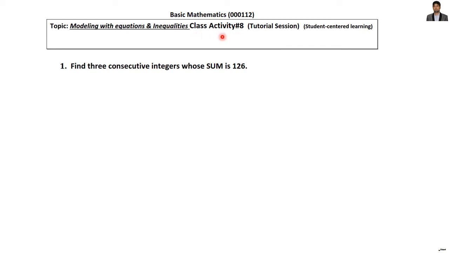Class activity number 8, modeling with equations and inequalities. Question number 1. Find three consecutive integers whose sum is 126.